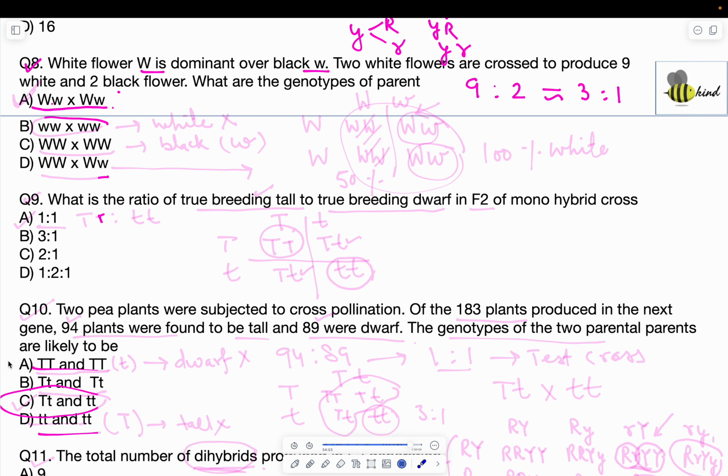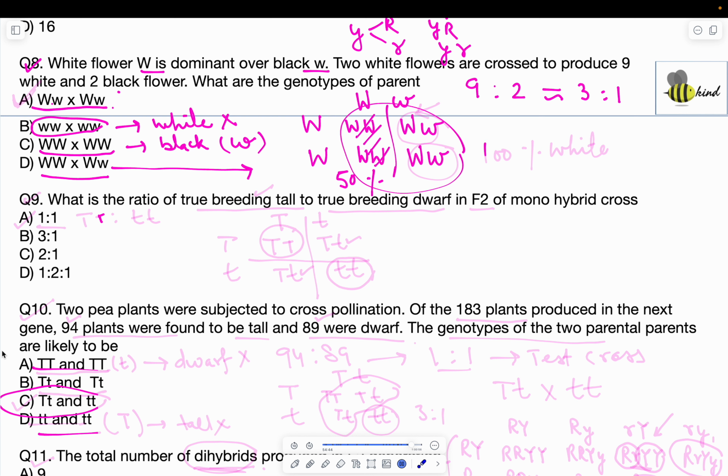In this case, there is no possibility of production of white flowers, so this can't be the answer. In this case, there is no possibility of the formation of black flowers, because you need this allele for the production of black flowers. So if you try to find out the possible genotypes, what kind of individuals will be produced? If you consider this cross, it will be 50% white, and again, no, it's all 100% white.